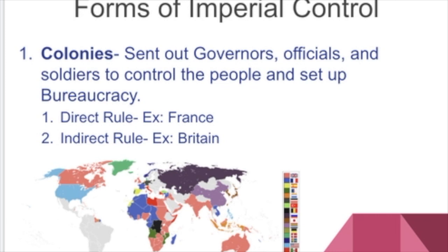The first one, and most restrictive for the actual colony being controlled, is when they are called a colony, when the Europeans actually directly send out government officials, governors, soldiers from the, we'll call it mother country, and they come into this area that they've taken over, and they set up the systems, the justice systems, the political systems, and it's all under the control of outsiders. That is a colony that is under direct rule.